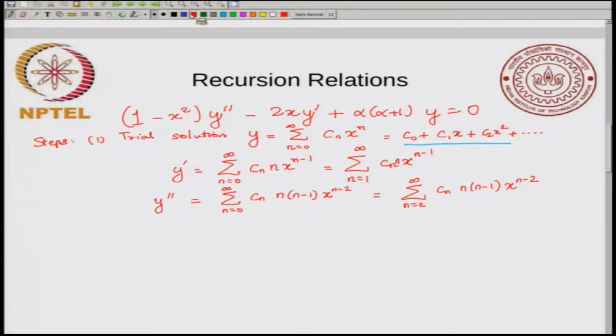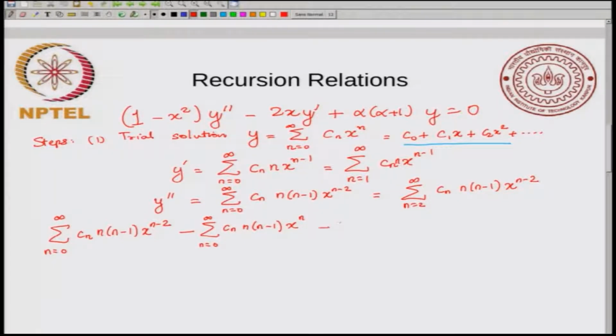Okay. So, now once you have this trial form, we substitute it in the differential equation, and I will write this as two terms. For the 1 minus x squared, I will write each term multiplying y double prime. The first term is just y double prime, which I will write as the sum over n equal to 0 to infinity of C n n minus 1 x raised to n minus 2. The second term is minus x squared y double prime. If I multiply by minus x squared, I have a minus and the sum over n equal to 0 to infinity of C n n minus 1 x raised to n, since x squared into x raised to n minus 2 is x raised to n. So, that is what you will get from the first term on the left.